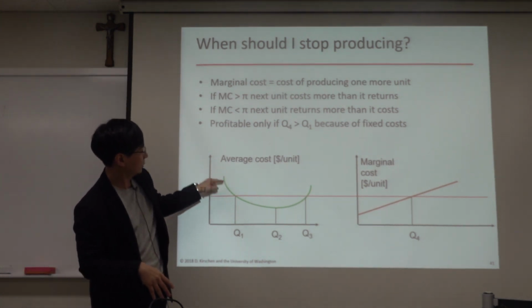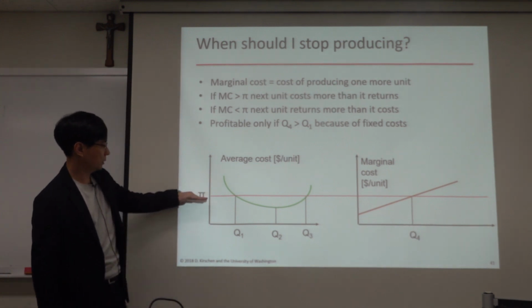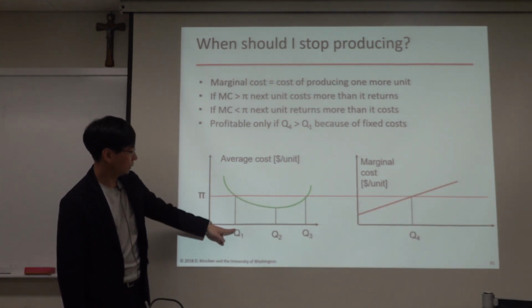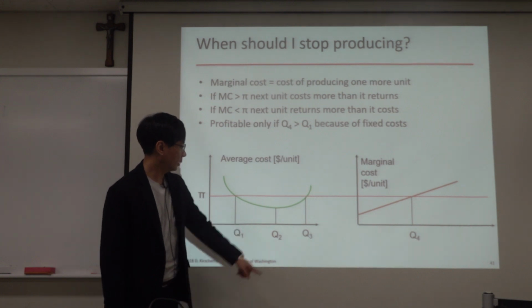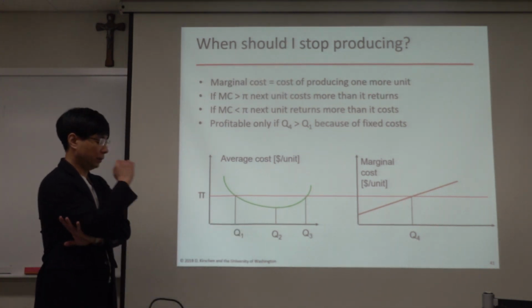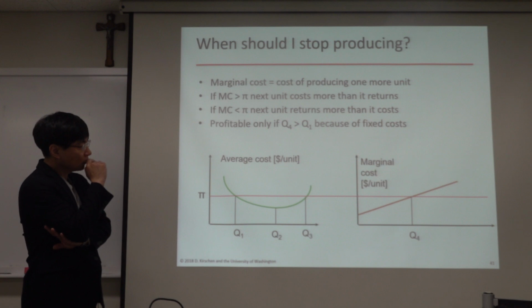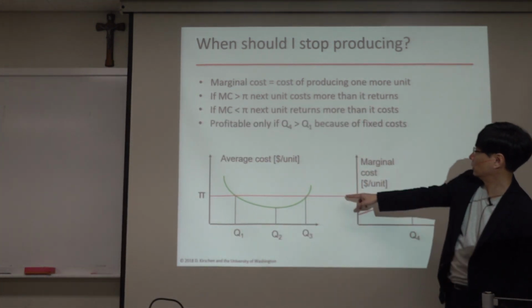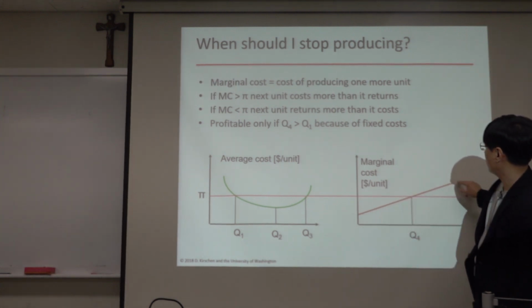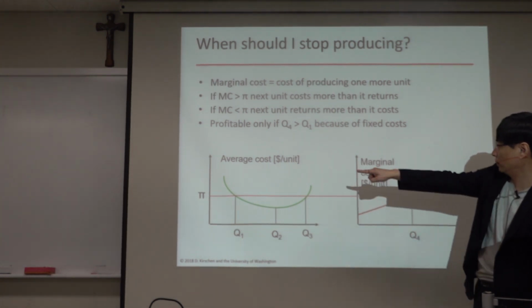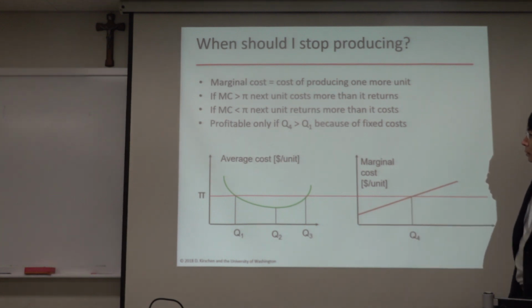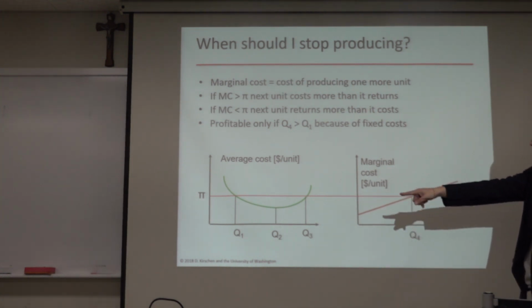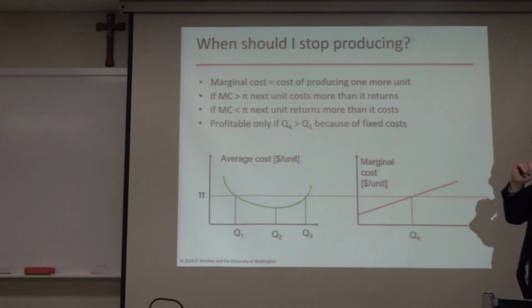So, yeah, this is the average cost curve. This is the market price. We see two intersections, Q1 and Q3, and Q2 is the minimum point of average cost. And here the marginal cost is this much. No, this is the marginal cost, and that is the same as the price at Q4. So what can we say here? Profitable only if Q4 is greater than Q1 because of fixed cost.